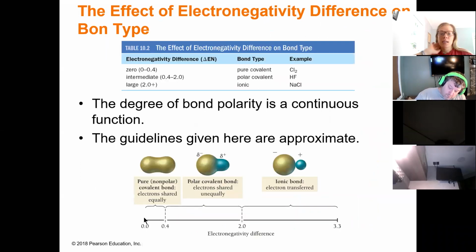So here are the cutoff points for the different types of bonds. If you have a difference in electronegativity of 0.4 or less, we just call that a pure nonpolar covalent bond. That means the electrons are sharing equally. You see how the little bubbles are the same? It's because the electron cloud is balanced or equal throughout.